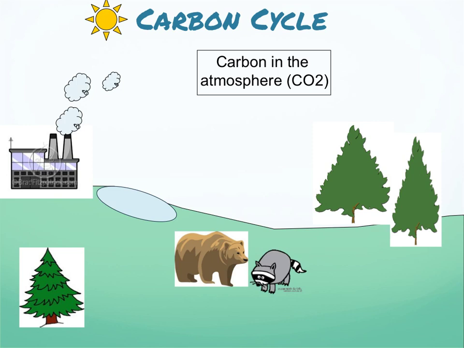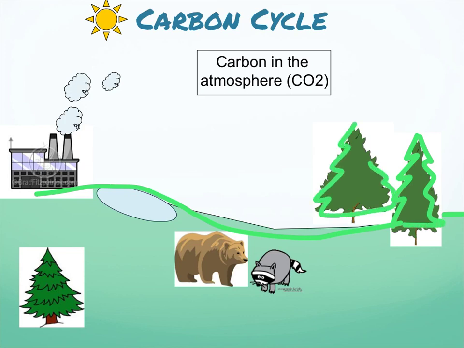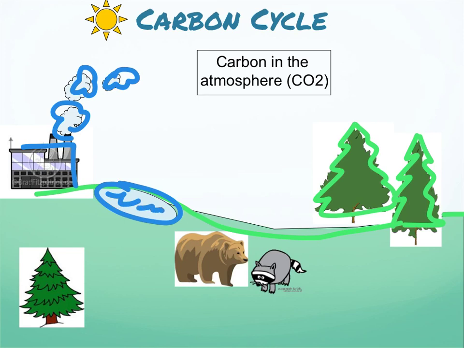So on the bottom of your paper, you can recreate a simple drawing like mine, including some of the basic parts of the carbon cycle, like for instance, the ground, right? So I can get a ground level in there. We want to have some trees here on the right side. We want to have a factory or some kind of building emitting material into the atmosphere. We want to have some water. And then we also want to have some animals.